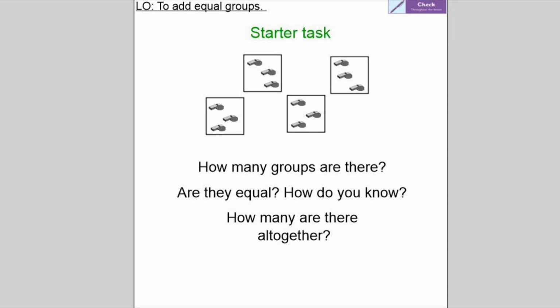So the first question, how many groups are there? There are 1, 2, 3, 4 groups. Are they equal? And how do you know? Well, let's count how many we've got in each. So 1, 2, 3 in the first one, 3 in the second one, 3 in the third group, and 3 in the fourth group. So they're all equal because they all have the same amount of whistles. And how many are there altogether? Well, you can count them in your threes, or if you're not confident with that, you can count them one by one. We have 12 altogether.